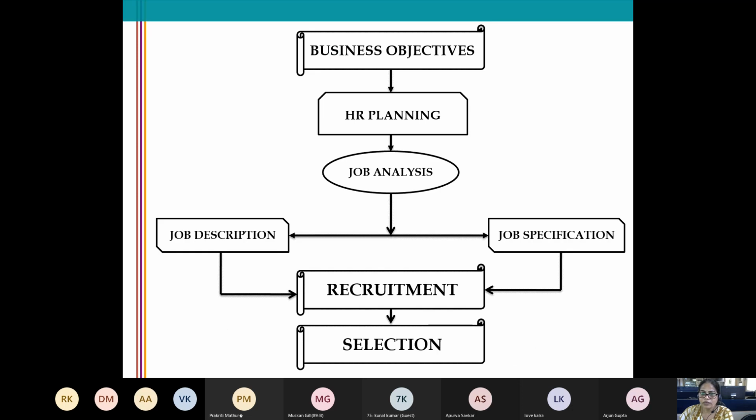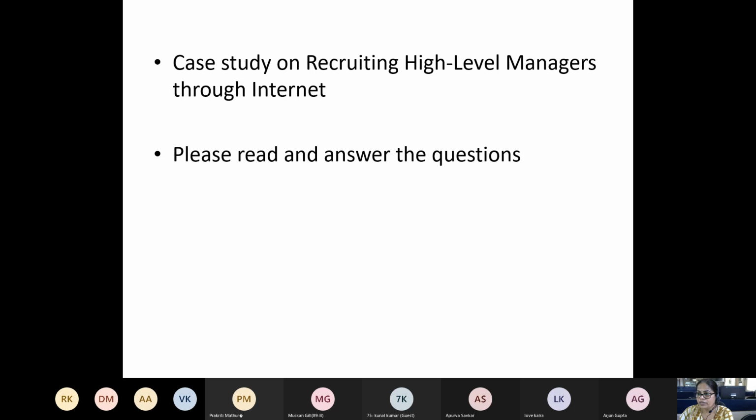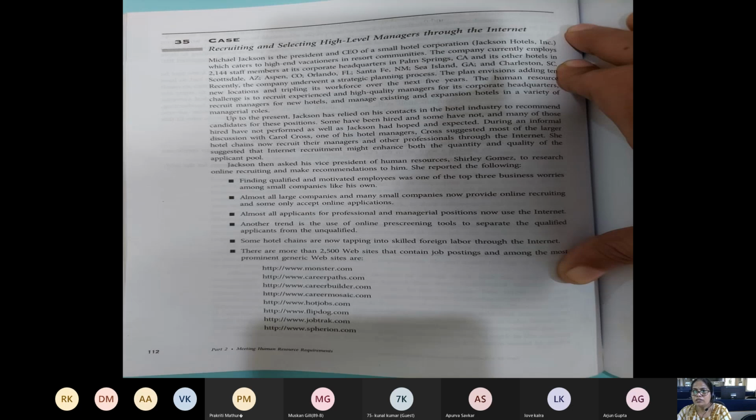I may not go through this again. I just want you to read the case study. What is the time now? Time is up. This case study we are going to do is recruiting and selecting higher level managers through the internet. Tomorrow we will meet for the last part, covering the advantages and disadvantages of the internet recruitment method, and what kinds of problems and prospects exist. We will do this case study, and we will automatically understand the intricacies of internet recruitment.